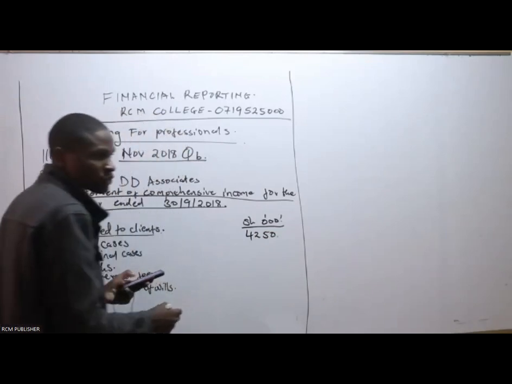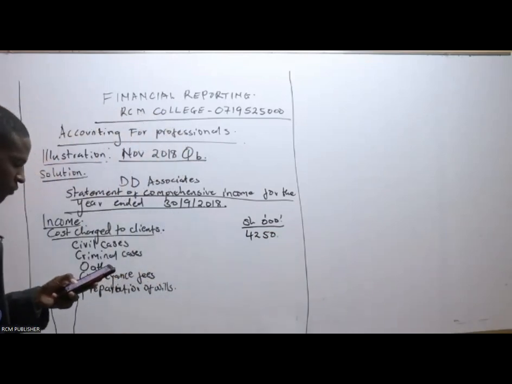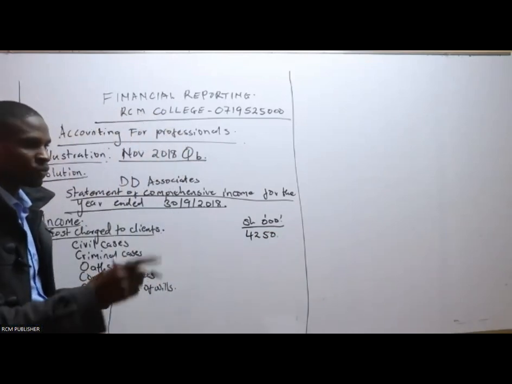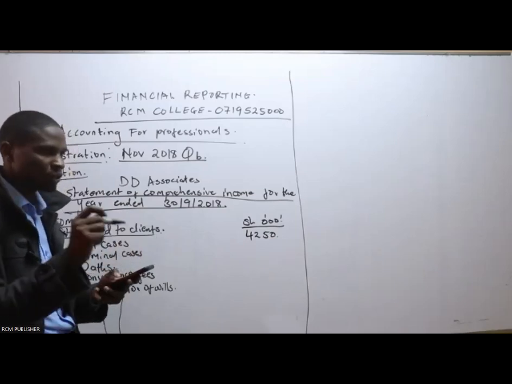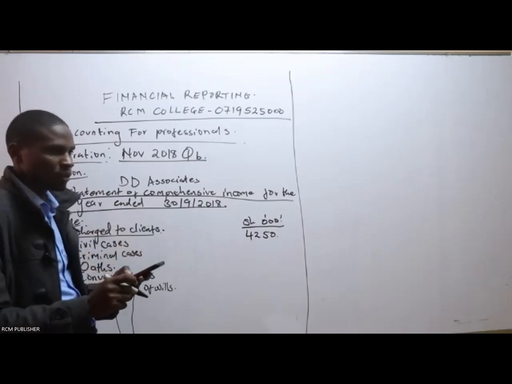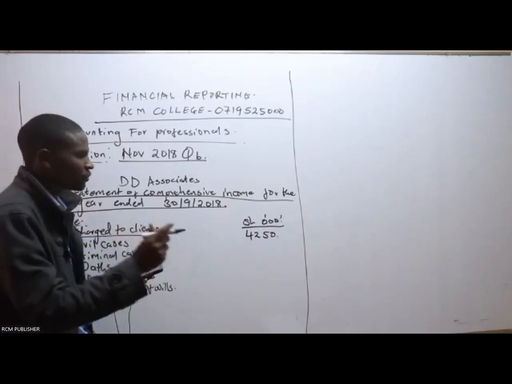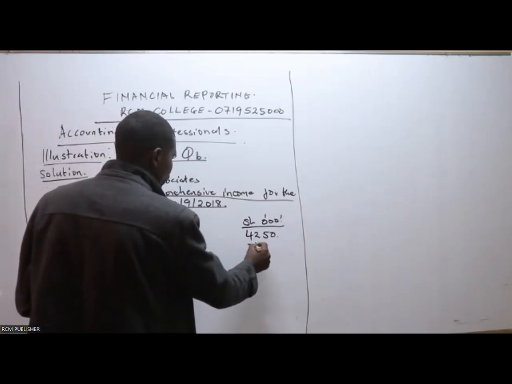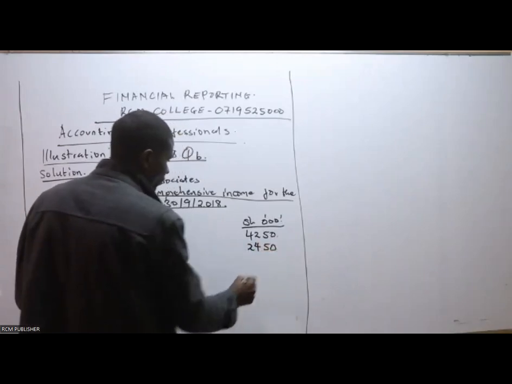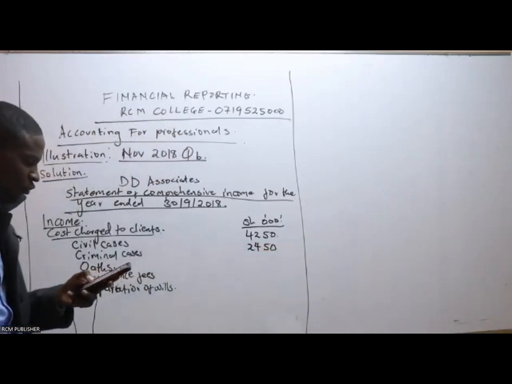4250. That is one. What about now for criminal cases? For anyone who just took the photo of the question, the criminal cases, 2450. Thank you. 2450. You can see those who are really following. Then we go to the odds.